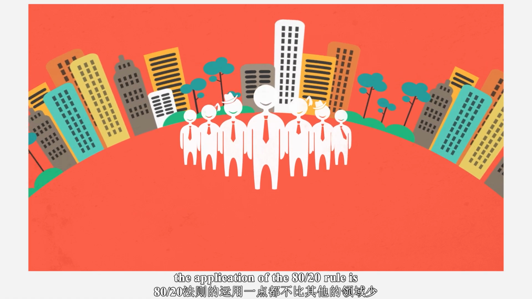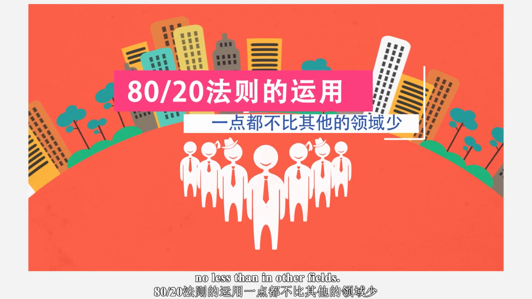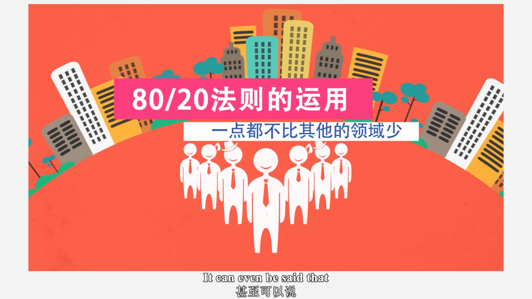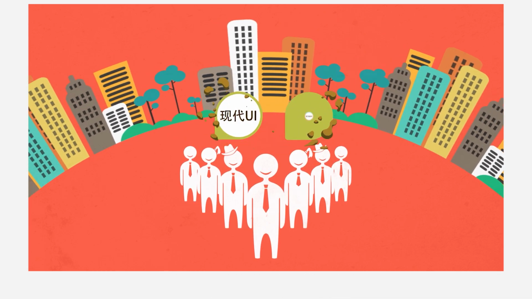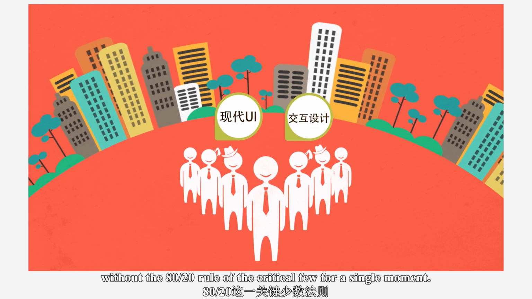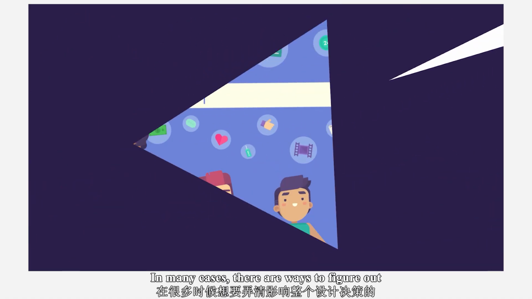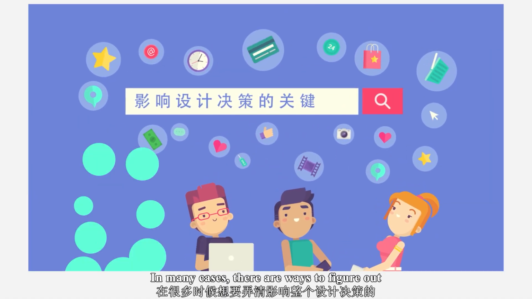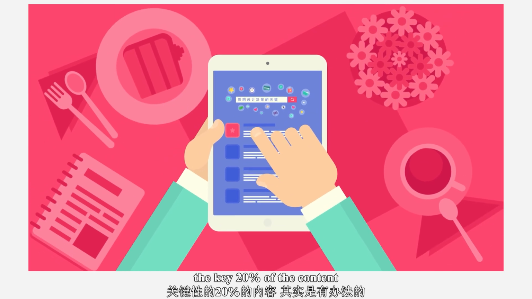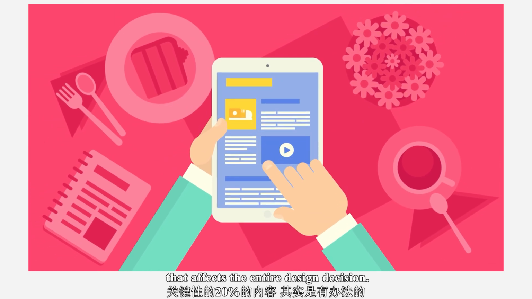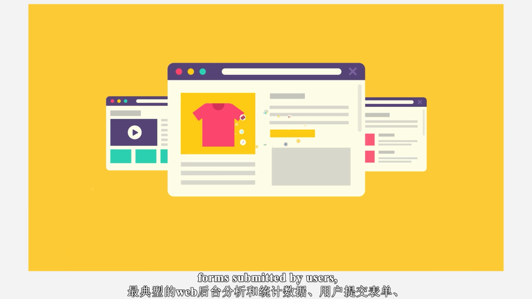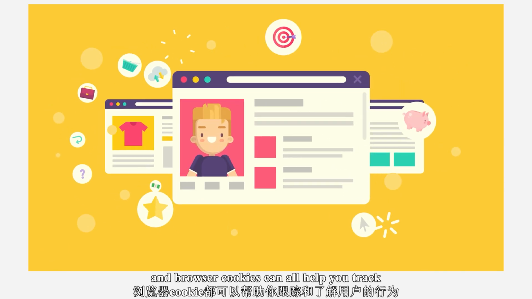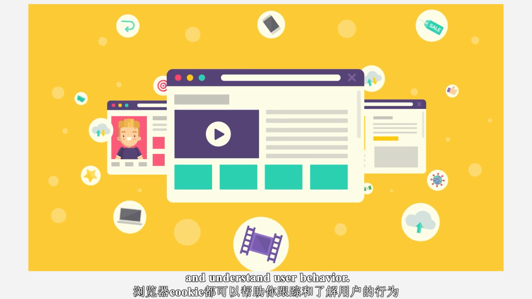In the design of graphical interfaces, the application of the 80-20 rule is no less than in other fields. It can even be said that modern UI and interaction design cannot do without the 80-20 rule of the critical few. In many cases, there are ways to figure out the key 20% of the content that affects the entire design decision. The most typical are background analysis and statistical data; forms submitted by users and browser cookies can all help you track and understand user behavior.